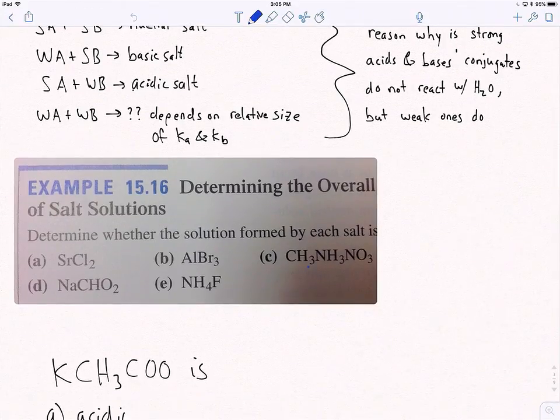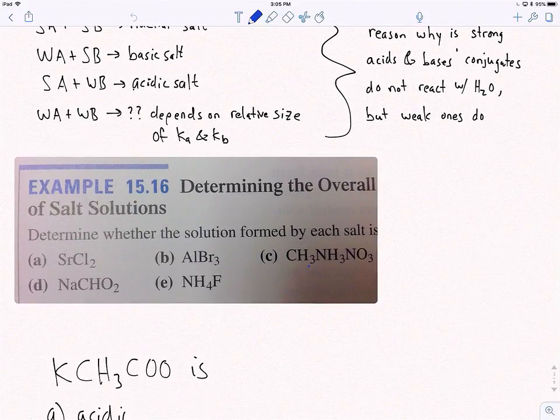So let's do this to determine some of these things. Determine if the salt is acid or base. So strontium chloride: the Cl minus is from HCl, which is a strong acid, and strontium is an alkaline earth. That's a strong base. So this means it's going to be neutral. Does that make sense? Does anybody have any questions with this one?